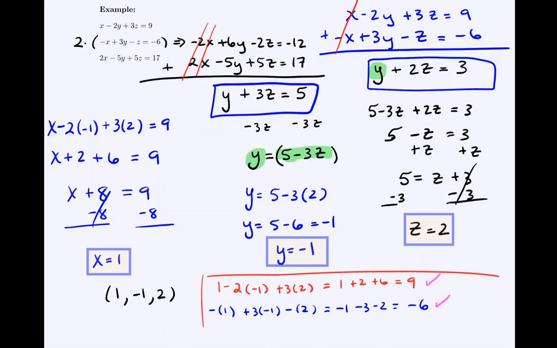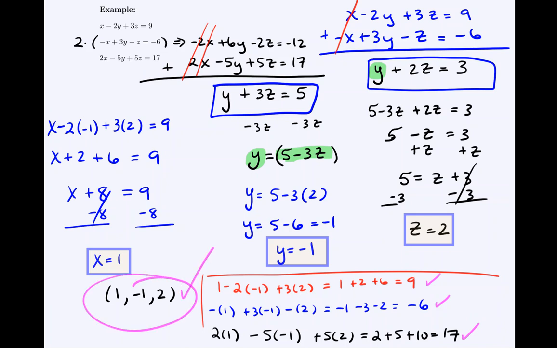Third equation, 2 times 1 minus 5 times negative 1 plus 5 times 2, that's going to be equal to 2 plus 5, since negative times negative is positive, plus 10, that's 17. It was supposed to be equal to 17, so that checks out too. Since it's a solution to each of the three equations, we know it's a solution to the system of equations, and we can verify that we got the correct answer.